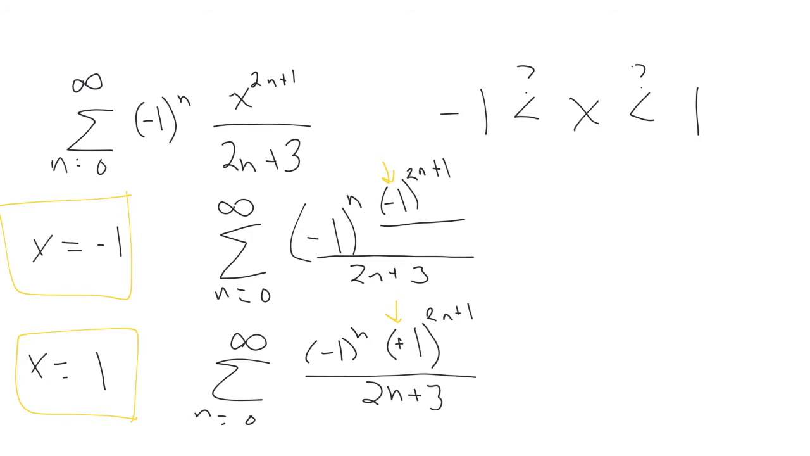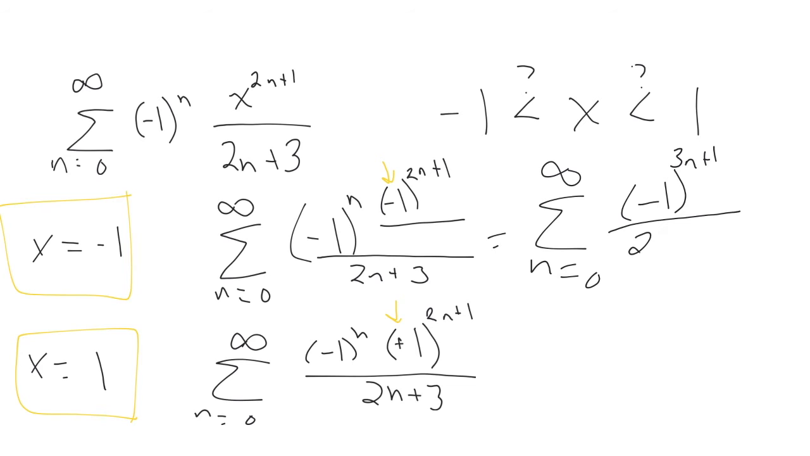Now, let's quickly simplify these. These are going to equal the sum from n equals 1 to infinity. So I have (-1) to the n times (-1) to the 2n plus 1. So we add those exponents. I have (-1) to the 3n plus 1, over 2n plus 3. And then I have the same here, (-1) to the n over 2n plus 3.